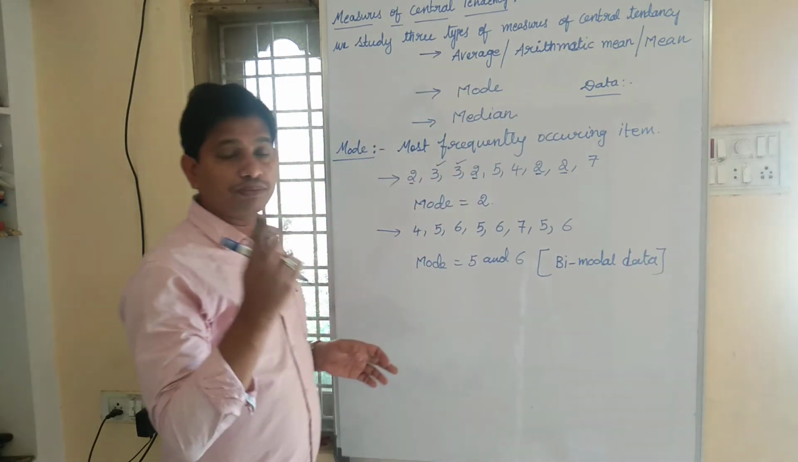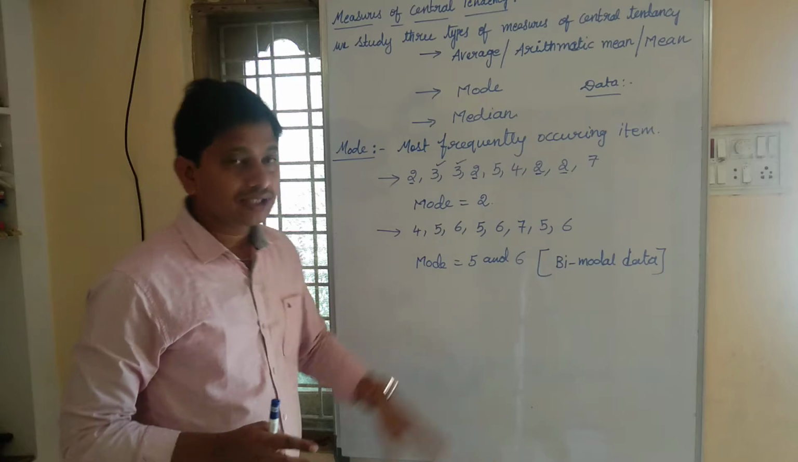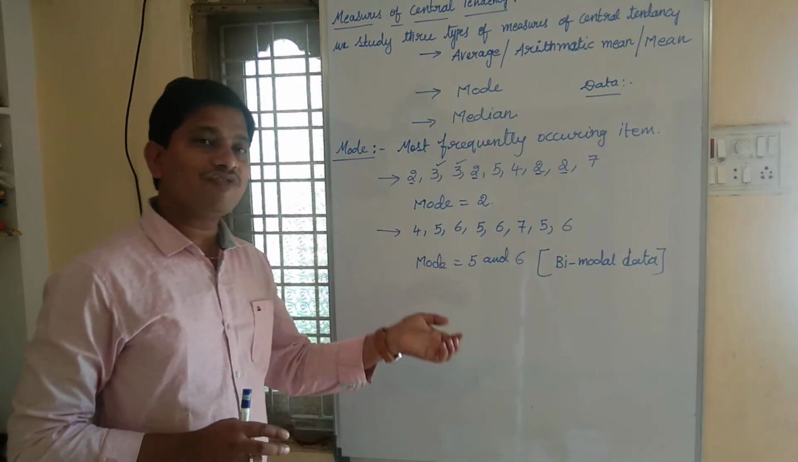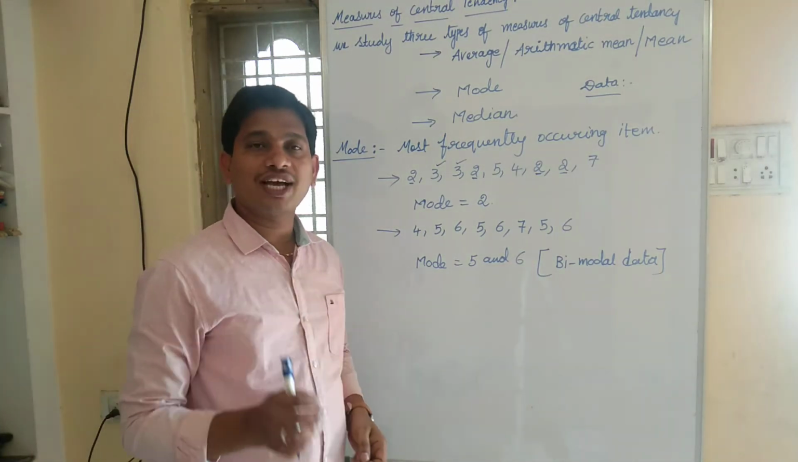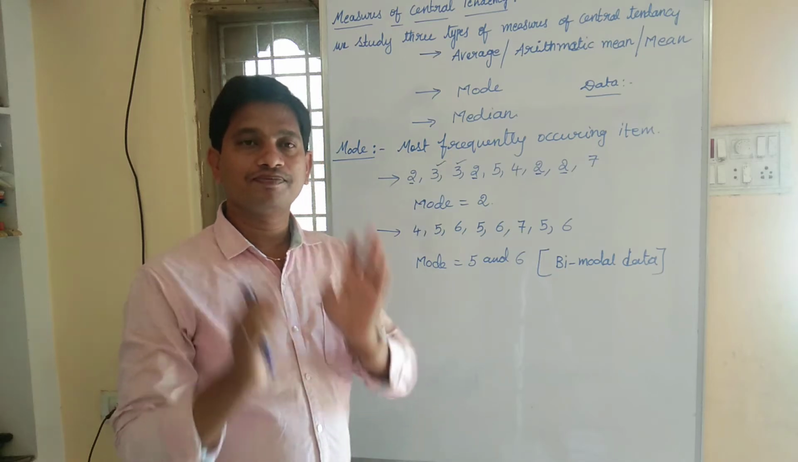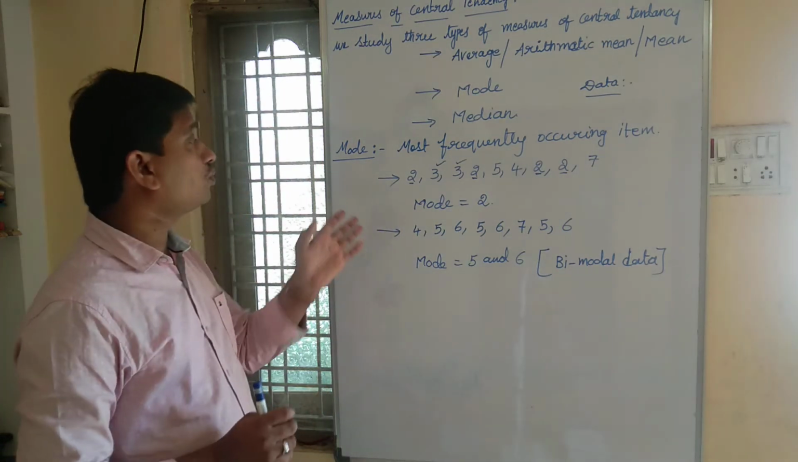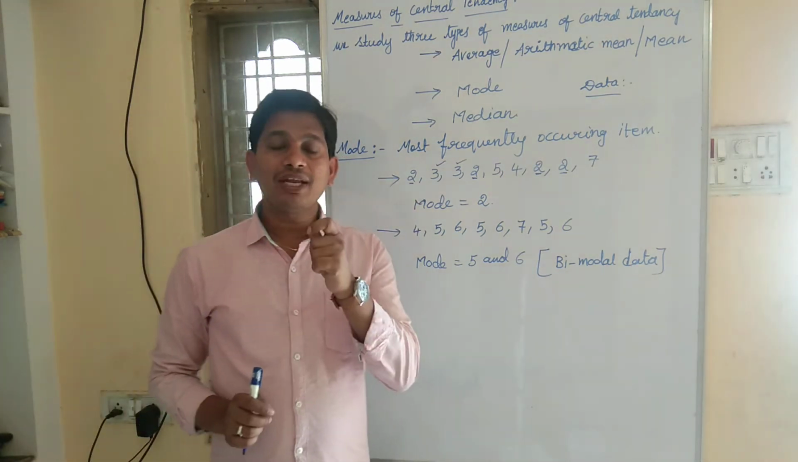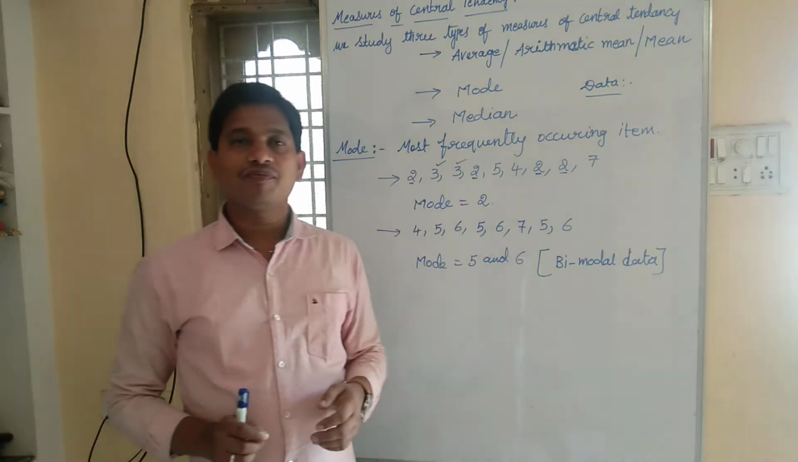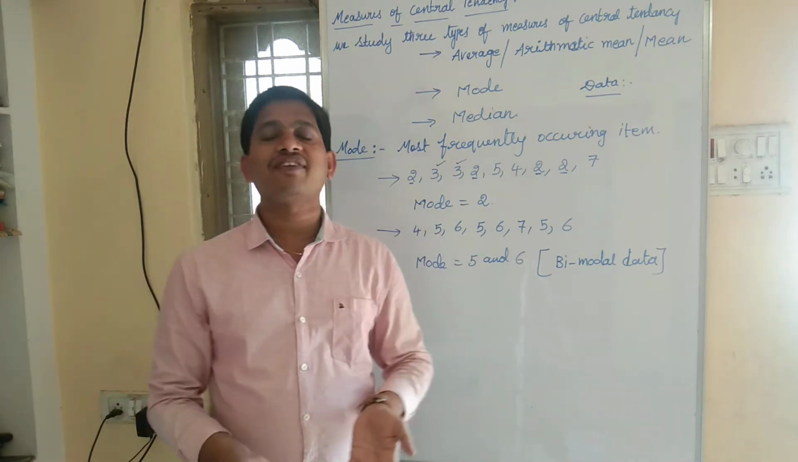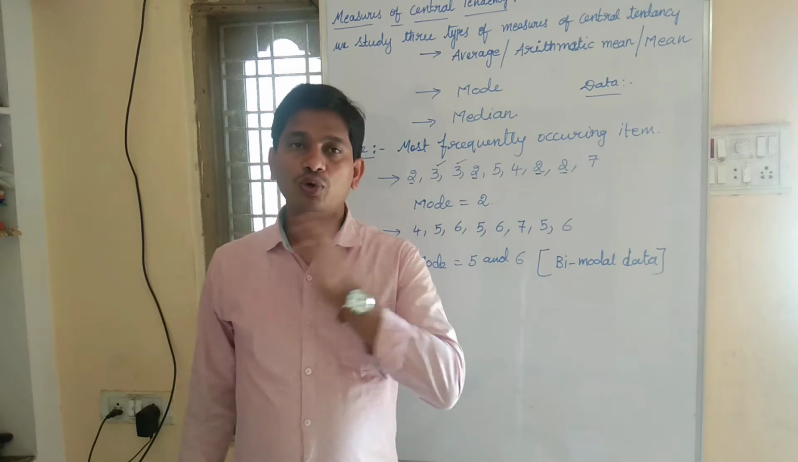If 2 observations are repeating the same number of times, then we call that type of data bimodal data. So children, did you understand what is meant by mode? It is the most frequently occurring item, I mean the observation that is repeating several times is called the mode, right?